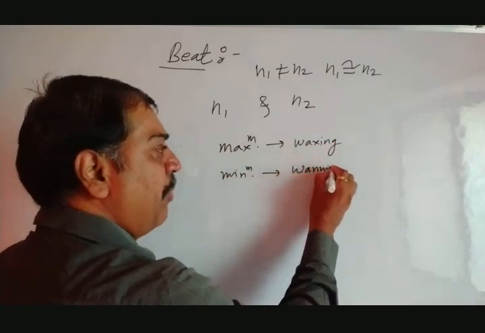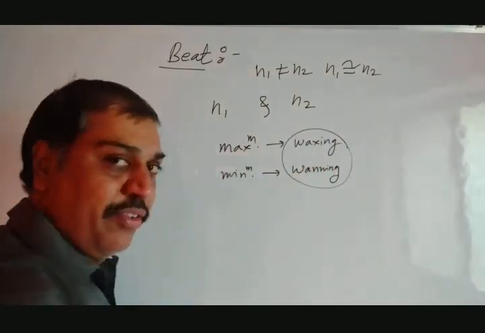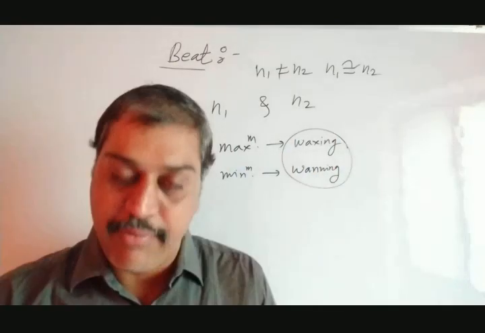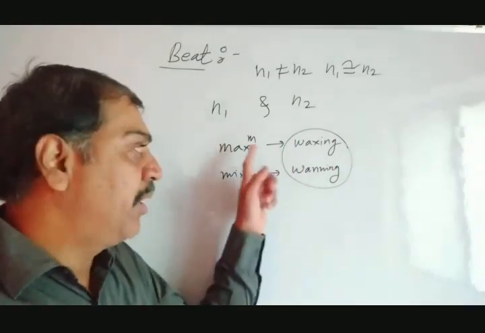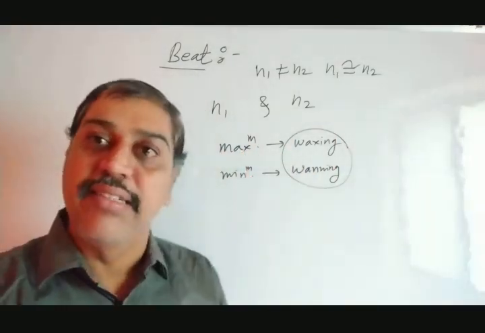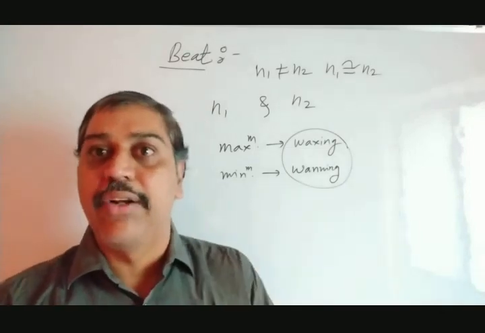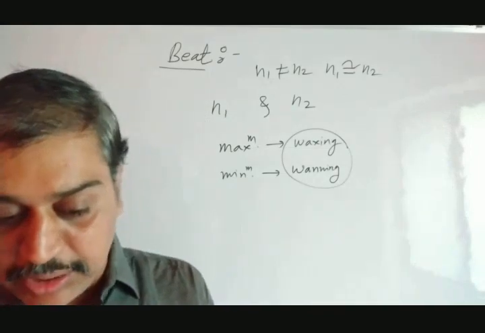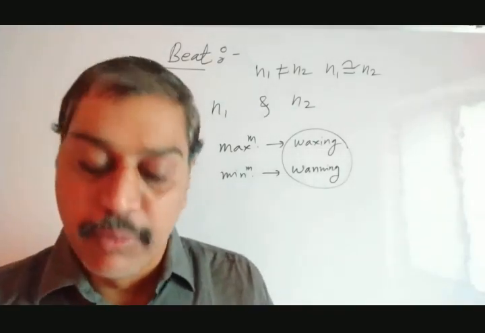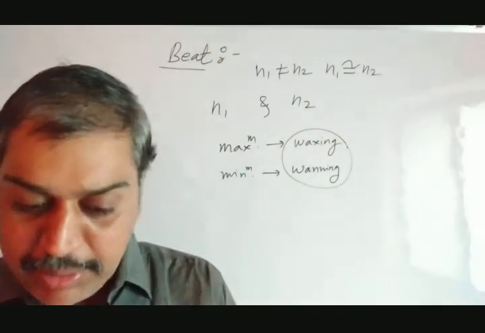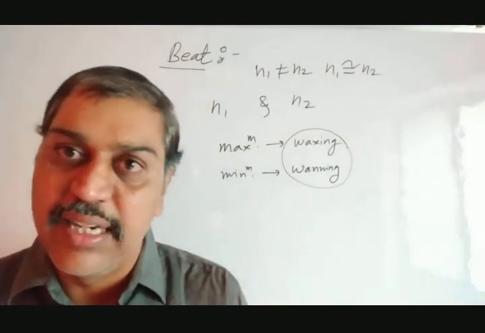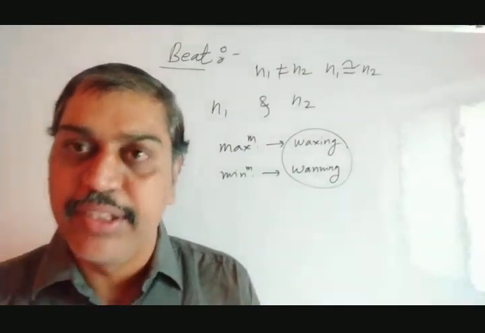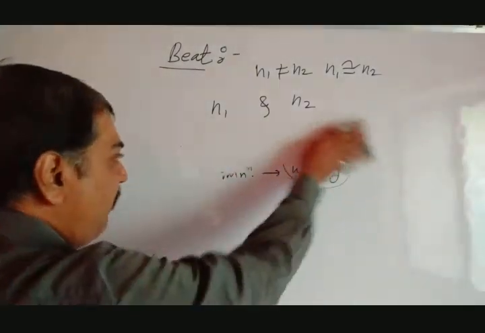So these are the two phenomena, waxing and waning of the sound. Alternately, maximum and minimum sound intensity can be heard, and that is said to be beats are formed. Now for this beat formation, there is an analytical method to determine the frequency of beat formation that we have to consider. So here a simple mathematical equation we have to derive. Let's go for the derivation.